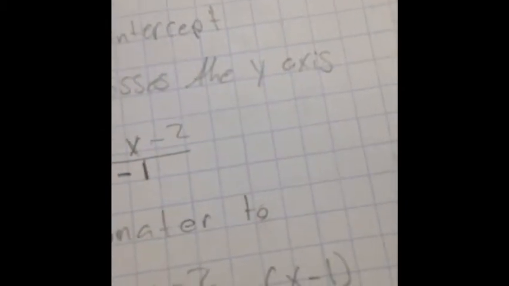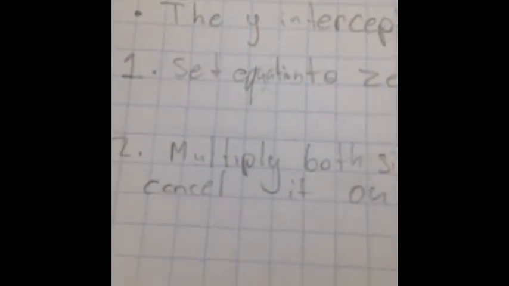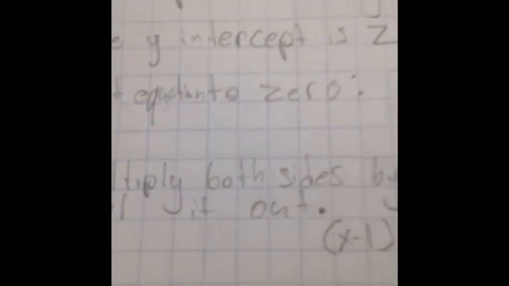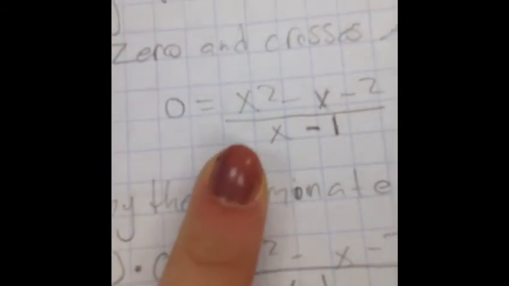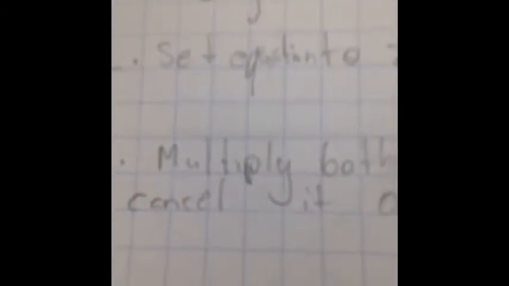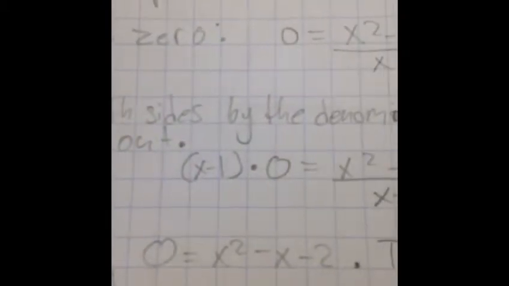This means the y-intercept is 0 and crosses the x-axis. Yeah? Wrote that wrong. The first step is you have to set the equation to 0. So we put 0 equals x squared minus x minus 2 over x minus 1. The next step is you multiply both sides by the denominator to cancel the denominator out.